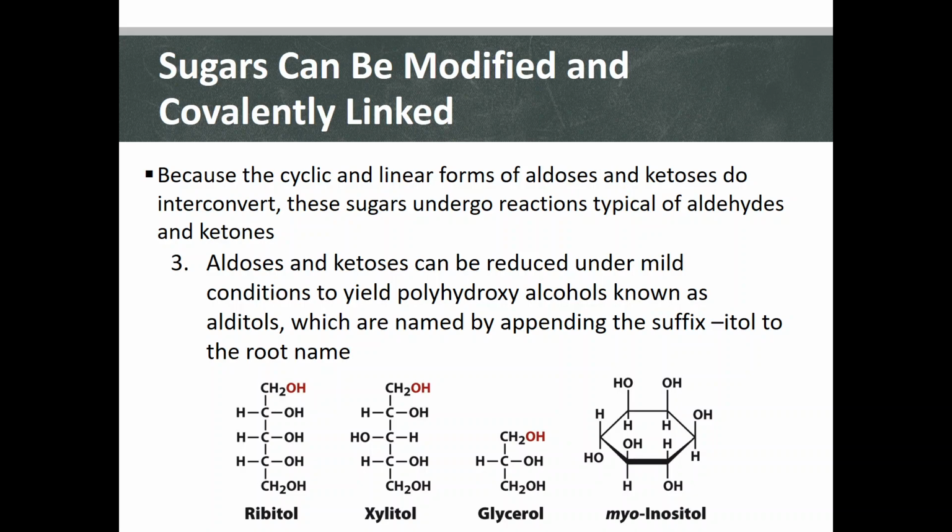You're going to see examples of this if you ever go out and look for artificial sweeteners. You'll find that these polyalcohols are very common artificial sweeteners, where ribitol and xylitol are common substitutes for, say, glucose or other more traditional sugars.